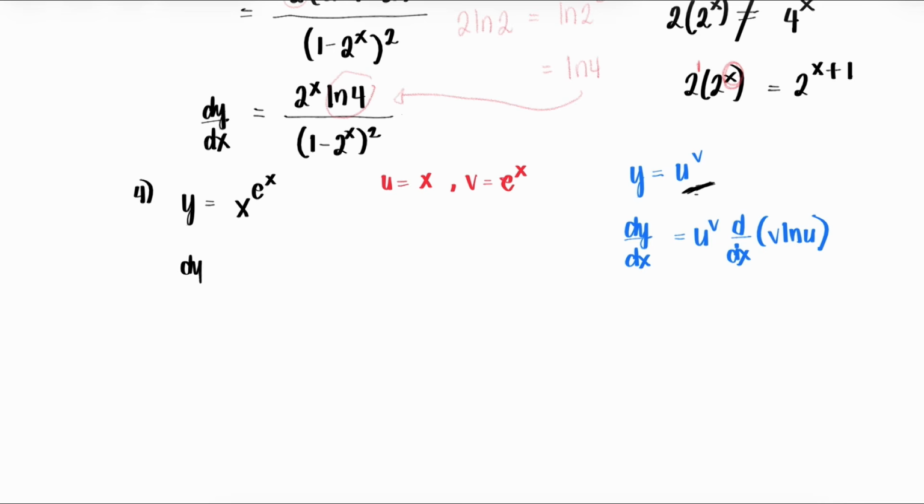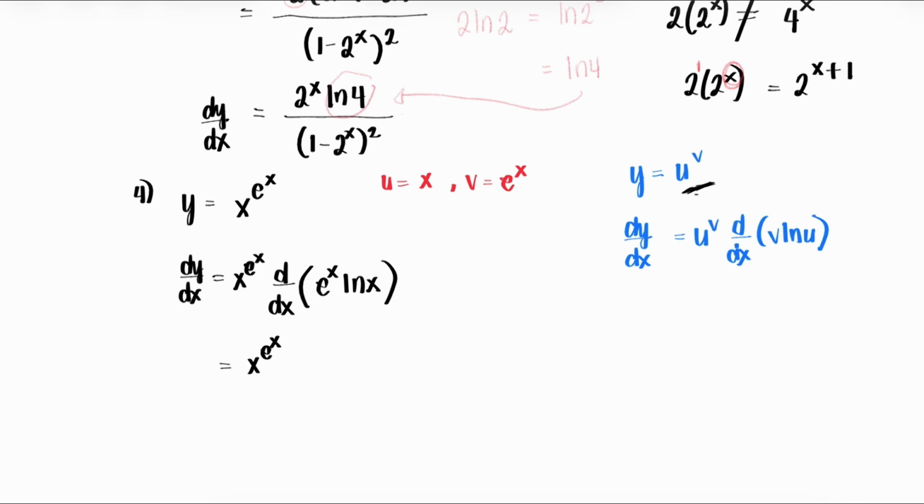So our derivative dy dx is equal to, we are going to copy the given x to the power of e to the power of x, and we multiply it to the derivative with respect to x of e to the power of x times, okay, that's v, and then ln of u, which is ln x. So as you can see there, that's a product of two functions. So we have to use the product rule. So again, copy x to the power of e to the power of x.